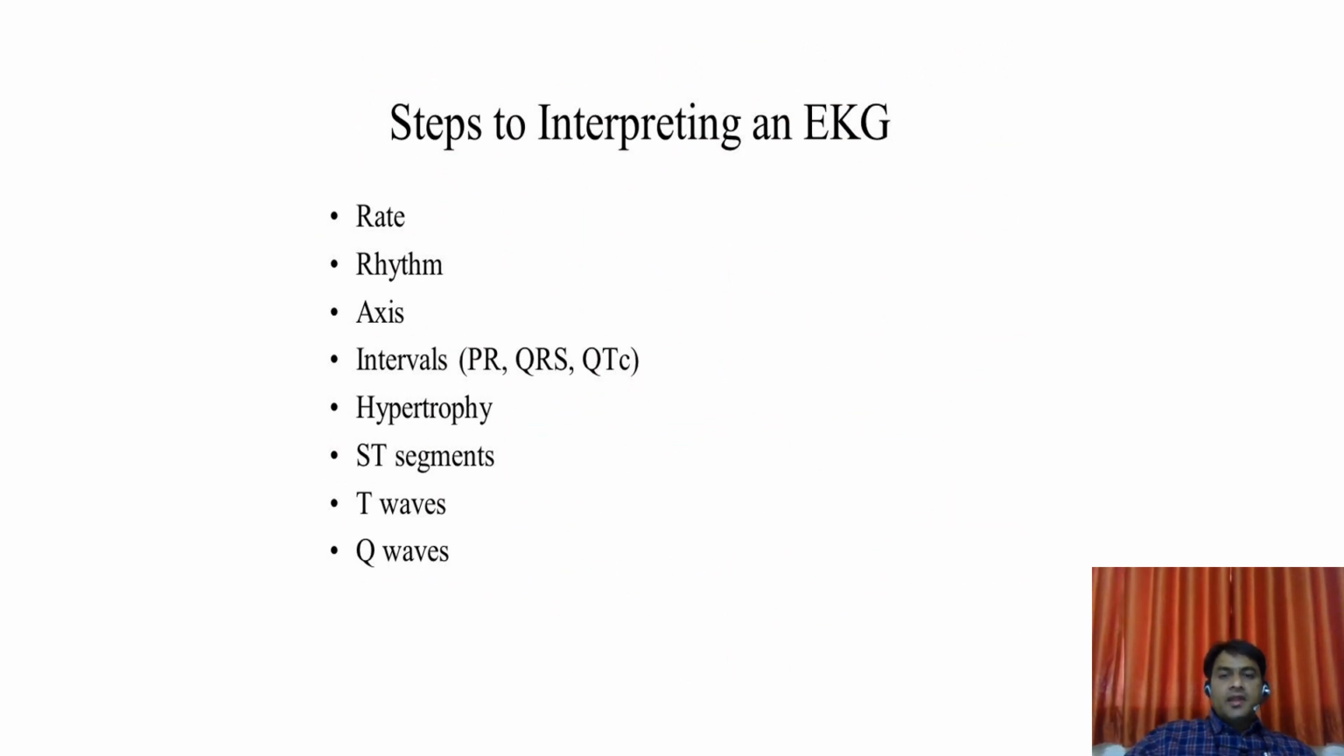Steps to interpreting an EKG: rate, rhythm, axis, intervals, PR interval, QRS complex, QT interval, then hypertrophy, ST segment, T wave, and Q waves.